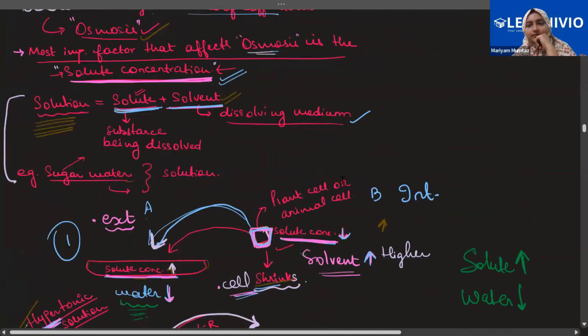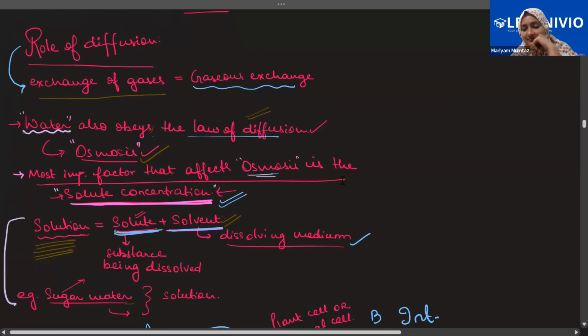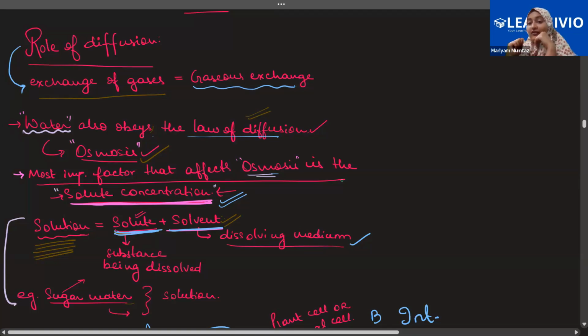Ma'am, endoplasmic reticulum. Hmm? Which type of endoplasmic reticulum? Ma'am, rough. Why rough? Ma'am, since it comes before the smooth endoplasmic reticulum. No, dear. There is one protein factory of our cell, and it starts with an R.